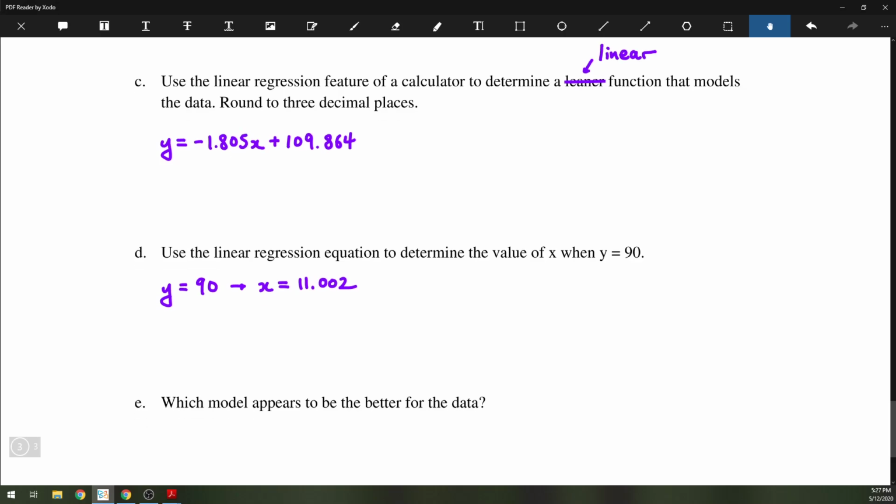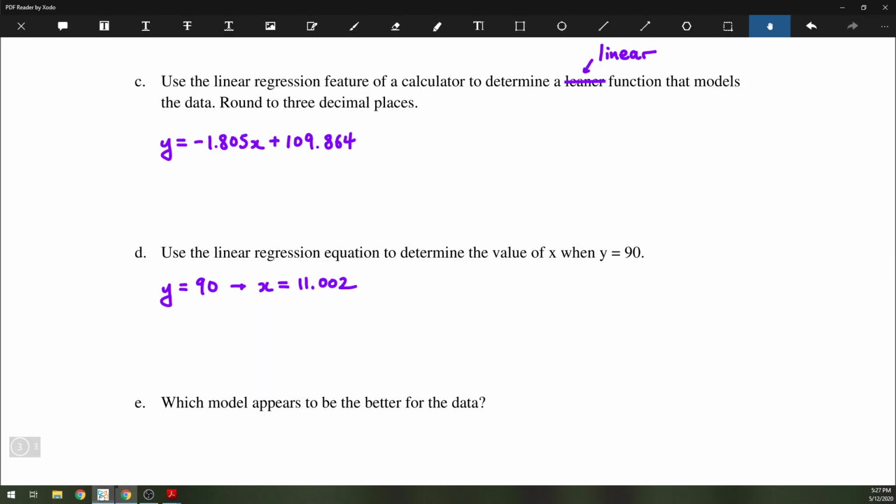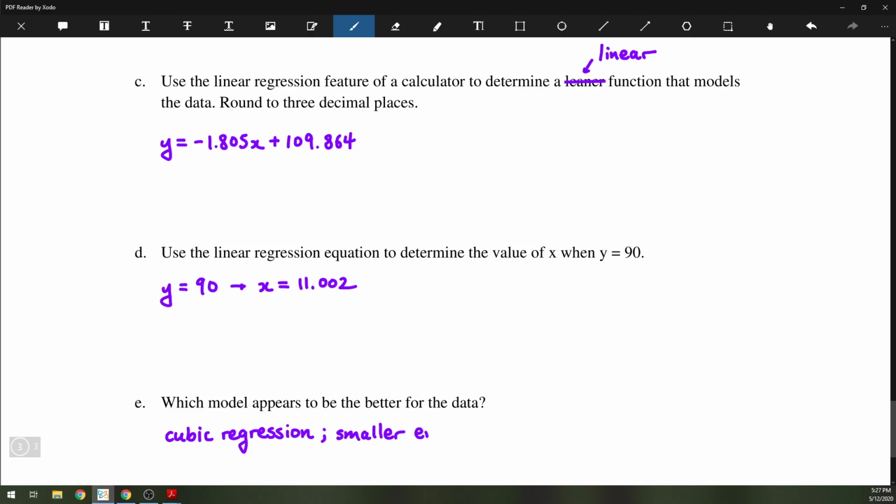It says which model appears to be better for the data. So if you go back to the graph, you can see that the curve has much smaller errors all the way through. So the cubic regression is better because it has smaller errors. Okay, so it is a better fit.